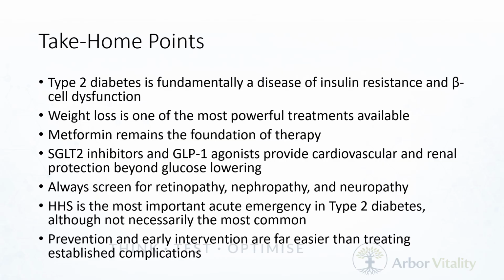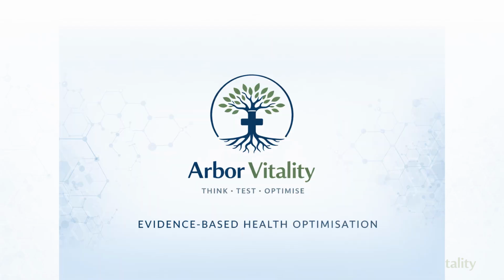HHS is the most important acute emergency, although not necessarily the most common. And then prevention and early intervention are a lot easier than treating established complications. It's a lot easier to bring an HbA1c of 8% down to 6 than it is to bring an HbA1c of 20 down to 10. And that is type 2 diabetes in a nutshell.